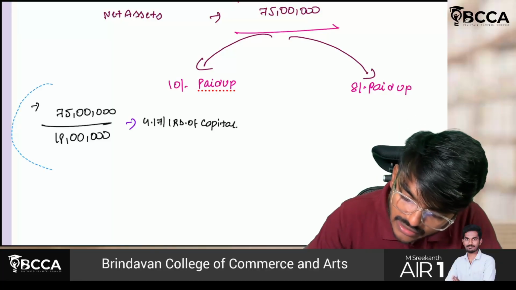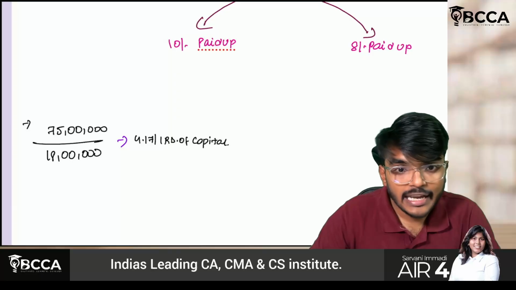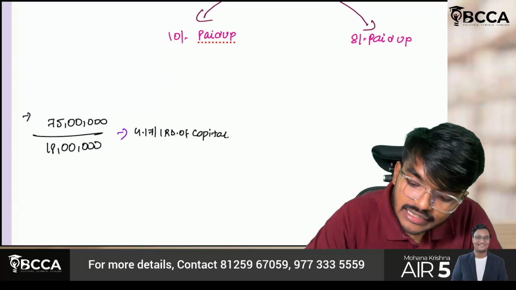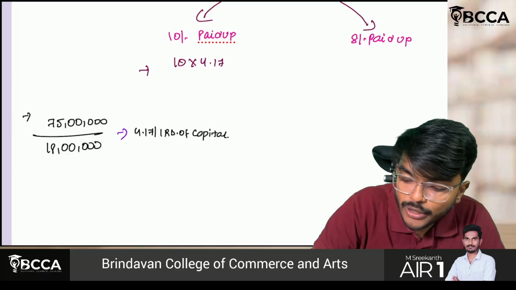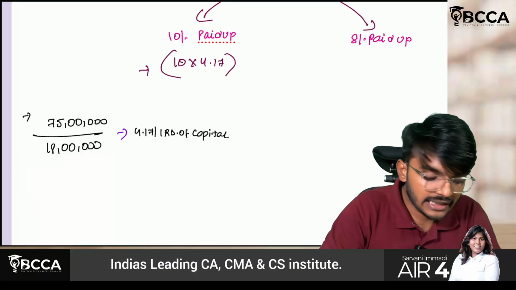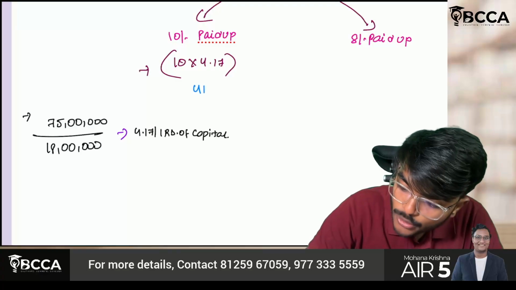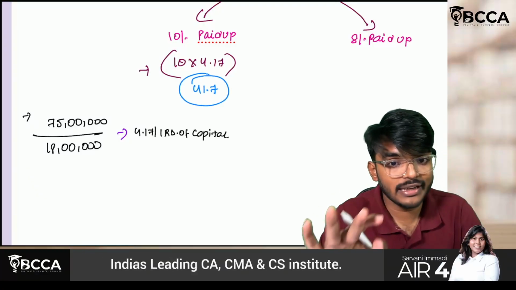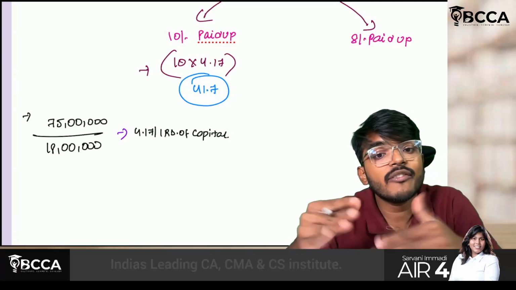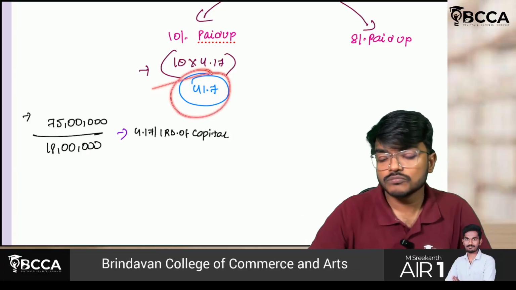Now my question is, sir, if I pay 10 rupees paid up, the value of net assets which I will be getting is 10 into 4.17, which is 41.7 rupees of net asset. If you have 1 rupee, you will get 4.17, which means if you have given 10 rupees paid up value, you will be getting 41.7.